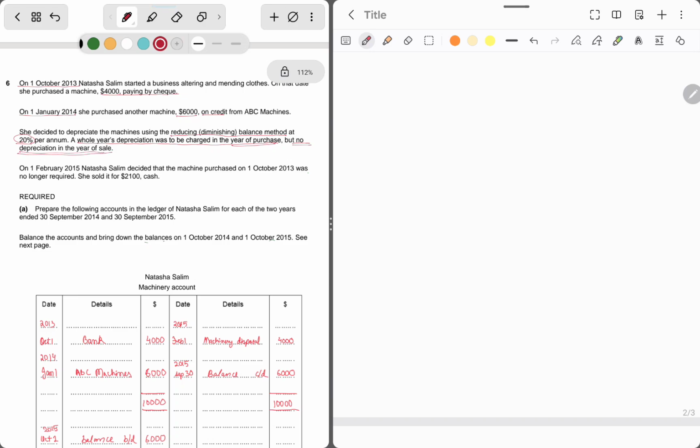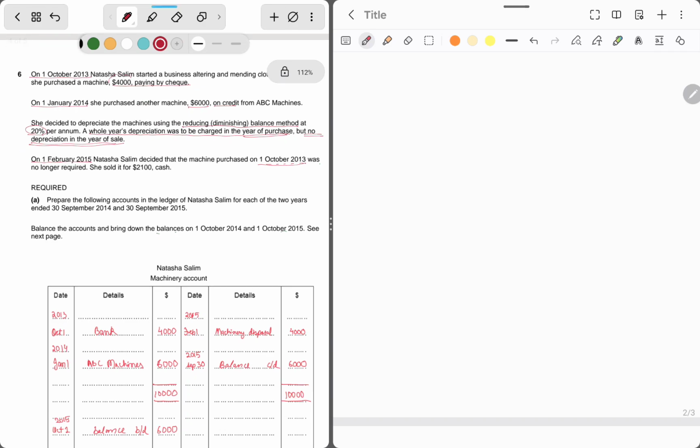So if you purchase an asset, in the year of purchase, for the accounting period, full year depreciation will be charged, and in the year of sale, no depreciation has to be charged. So on 1 February 2015, she has sold the machinery that has been purchased on 1 October 2013. That means this particular machine that has been purchased for $4,000 has been disposed.